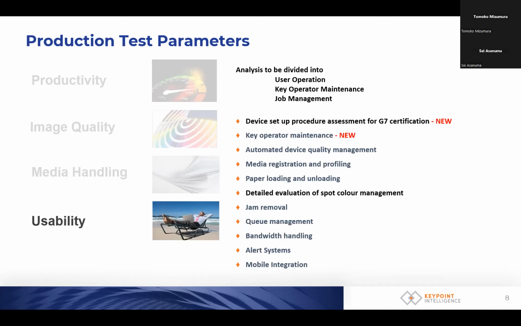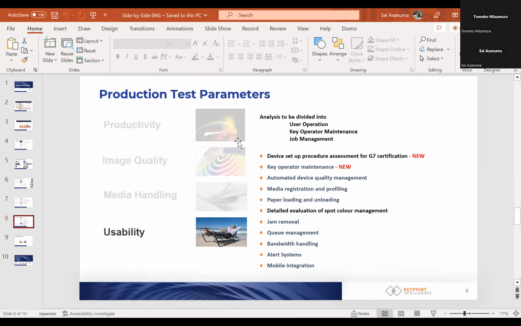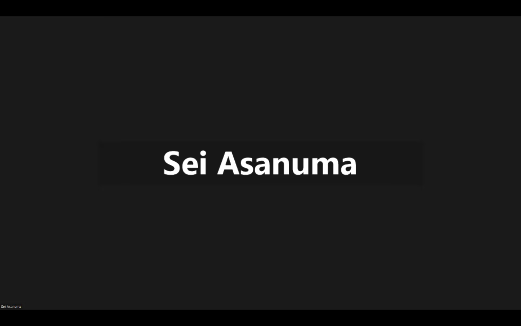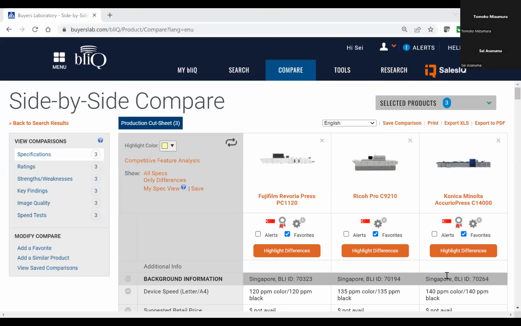Okay, now I would like to switch my screen to our portal and walk you through the actual Pro database side-by-side comparison. Right now, on my page for the bliQPRO, I already selected 3 production devices and have them inside the side-by-side compare page.